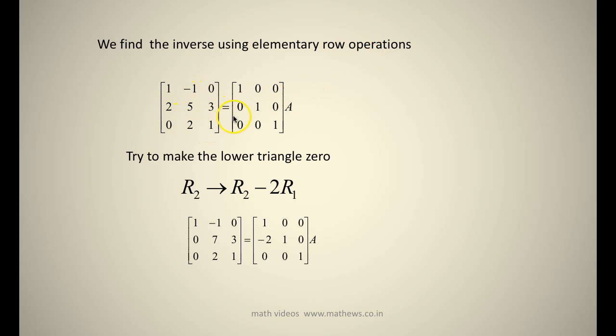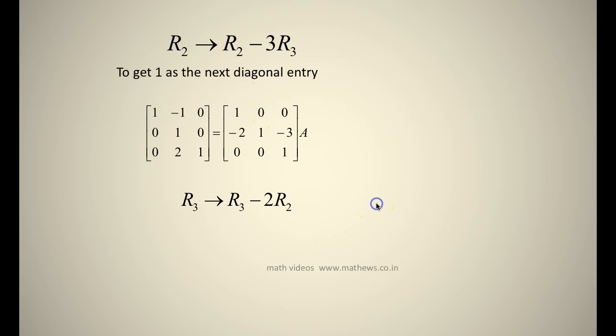So we write the matrix as A equal to I into A. Now we try to make this matrix the identity matrix by using elementary row operations, and whatever row operations we apply here will also apply to the right hand side identity matrix. We try to make the lower triangle 0. So we do the operation R2 minus 2 times R1. So this becomes 0, minus 2, 5 plus 2, 7, 3, 1, minus 2, 1 and 0.